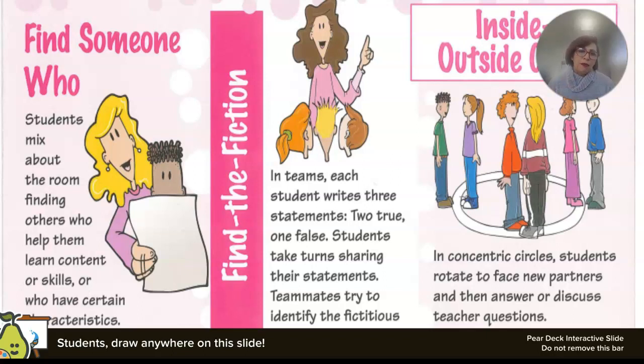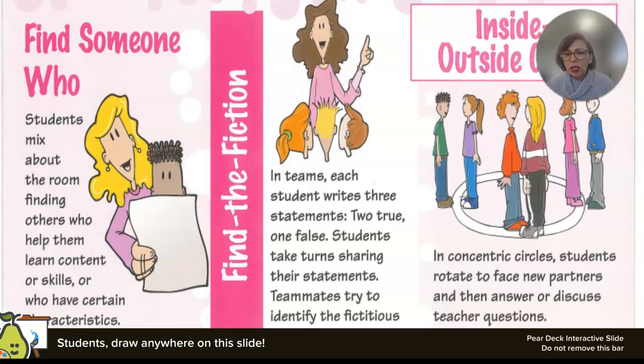Okay, what else? How about find the fiction? Just like we have two truths and a lie, you could do the same thing with maybe the book you're reading. If they're reading, let's say, Animal Farm, the students can write these down. So very minimum work on your end. And the students are going to try to figure out, no, that one's not correct, and the reasons why. Make it a game.